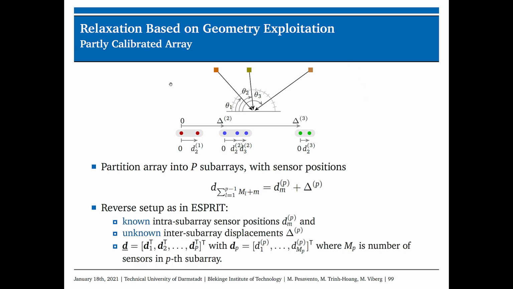Closely related to the problem of DOA estimation in shift invariant arrays is the problem of DOA estimation in partly calibrated arrays. In the ESPRIT algorithm for shift invariant arrays, we have relaxed the subarray manifold structure. Hence, the subarrays in the ESPRIT algorithm can be arbitrary and unknown. In the following, we consider partly calibrated arrays composed of multiple subarrays where we assume each subarray to be perfectly calibrated, but we assume the inter-subarray displacements to be unknown.